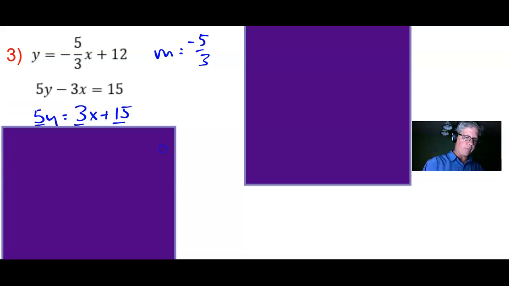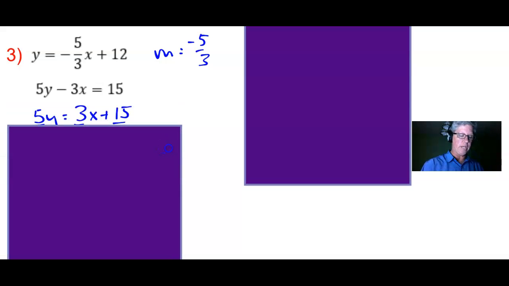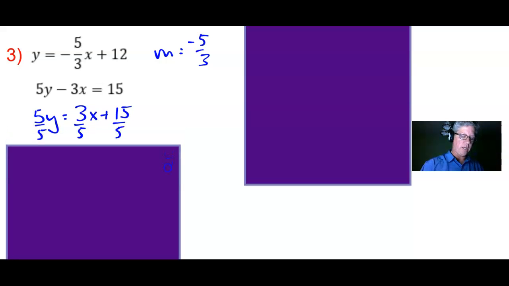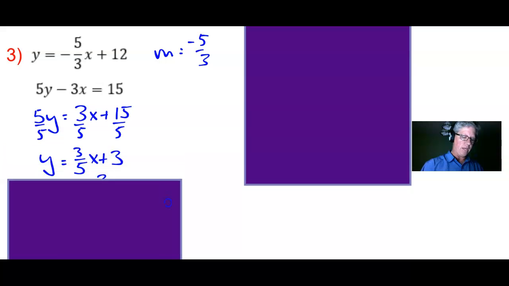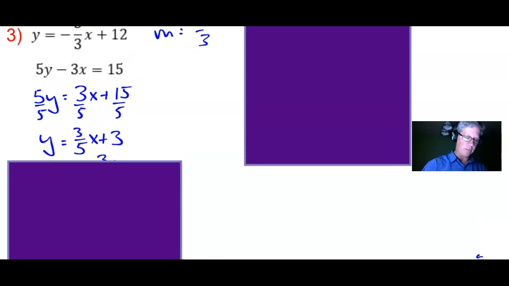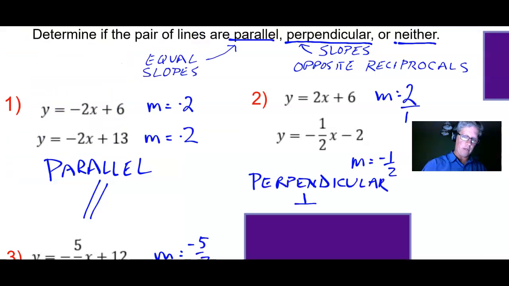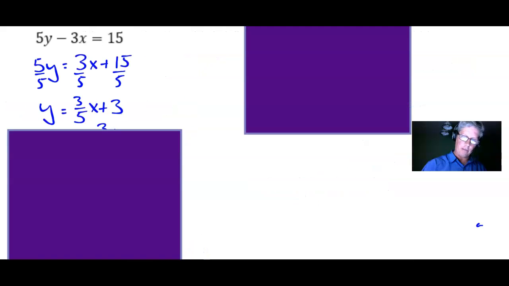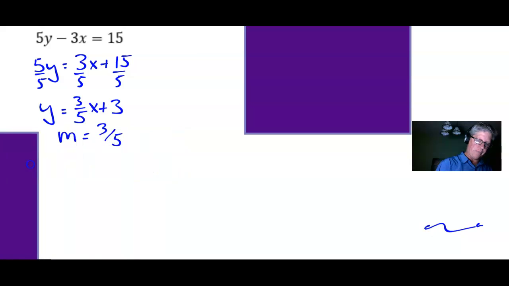So what we have to do is make sure we get it into y = mx + b form. I'm going to add 3x to both sides. I'm going to divide both sides by 5, and I get y = 3/5 x. The slope there is 3/5.